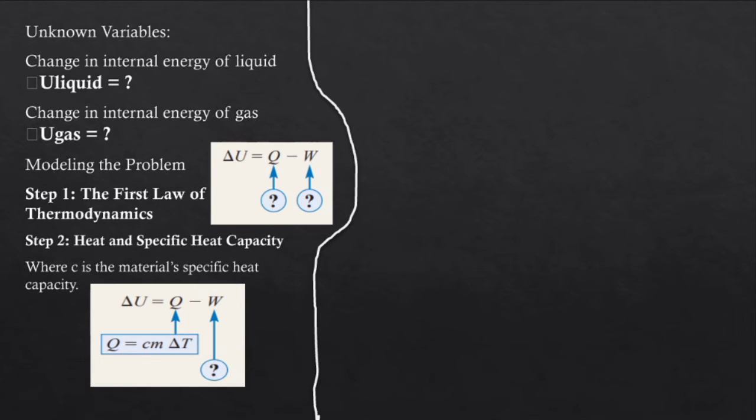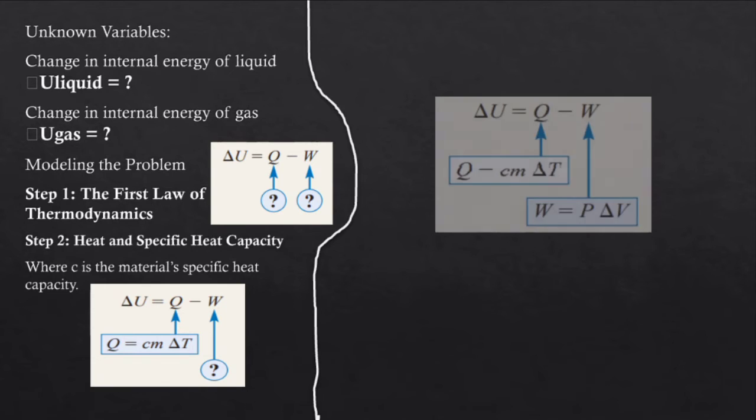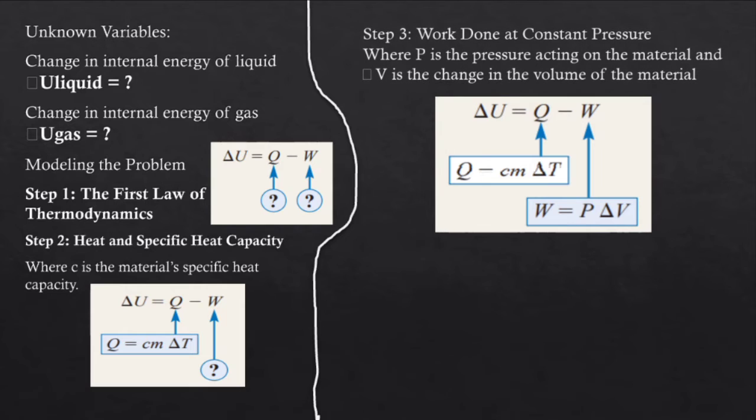Step 2. Heat and specific heat capacity. The heat Q needed to raise the temperature of a mass m of material by an amount delta T is Q is equal to Cm delta T, where C is the material's specific heat capacity. Step 3. Work done at constant pressure. Under constant pressure or isobaric conditions, the work done is given by the equation W is equal to P delta V, where P is the pressure acting on the material and delta V is the change in the volume of the material.